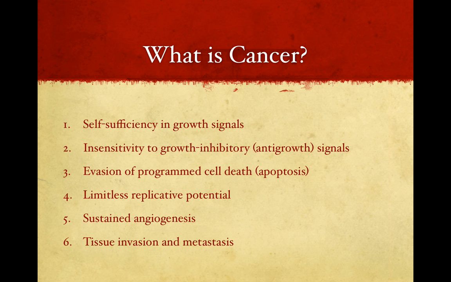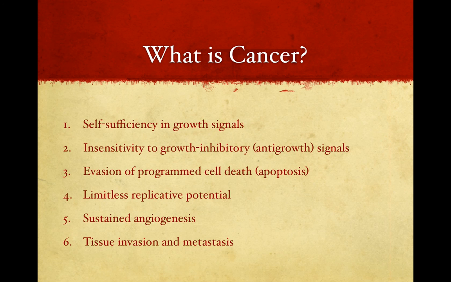Third is evasion of programmed cell death, which is apoptosis, and that means that cancer cells suppress and inactivate genes and pathways that would normally cause the cell to die. If the cell doesn't go through apoptosis, then the cell is going to keep growing. Fourth, limitless replicative potential. That means that cancer cells activate specific gene pathways that render them immortal even after generations of growth. So they keep growing and growing, and they basically don't age.